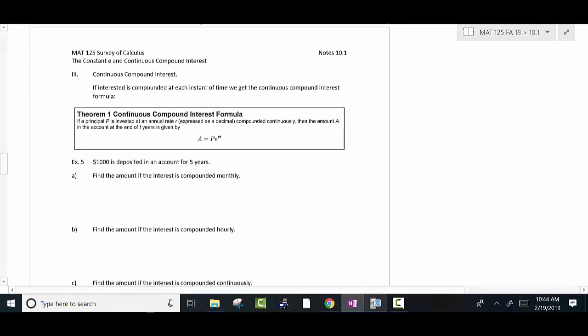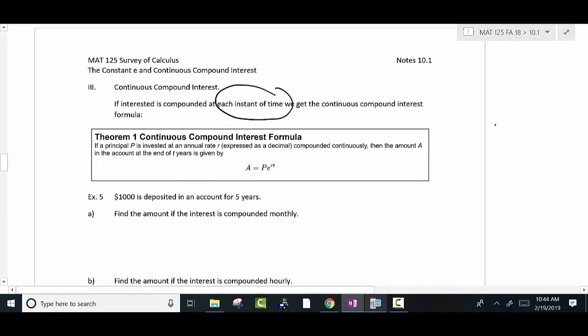Continuous compound interest just means that you would be doing interest at each instant in time. So this is actually kind of the optimum thing that would happen. If you did interest at every moment in time, that would give you the maximum amount that you could get, kind of like what that asymptote is approaching. So the formula is A equals P, E to the RT. Here P is the principal again, E is the number e, R is the interest rate, and T is the time.